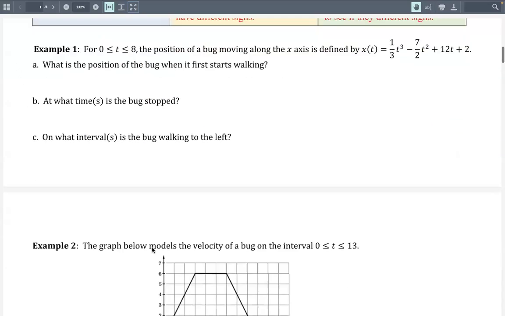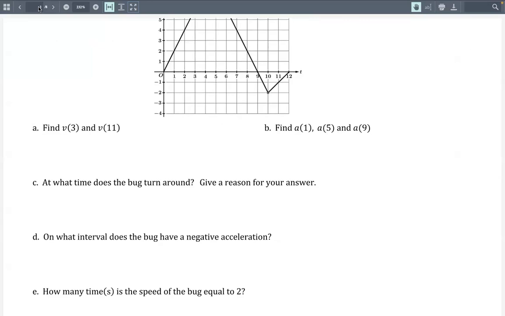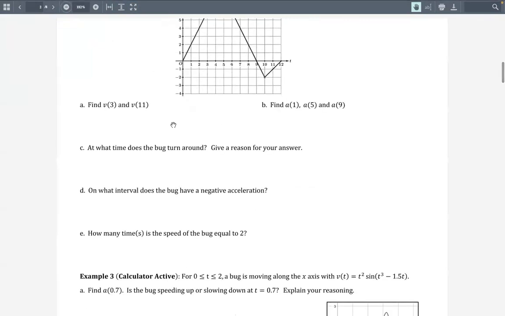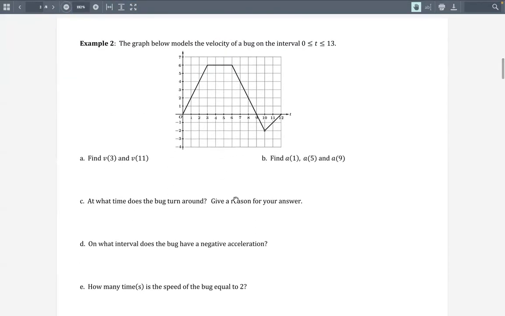Example 2 is we're looking at a graph, and on this graph, the graph models the velocity. Okay, that's very important to pay attention to. What is the graph even modeling? So it says this graph models velocity. So the y-axis is velocity, and the x-axis is time. So this is a velocity versus time graph. So the y values literally tell you the velocity of the bug.